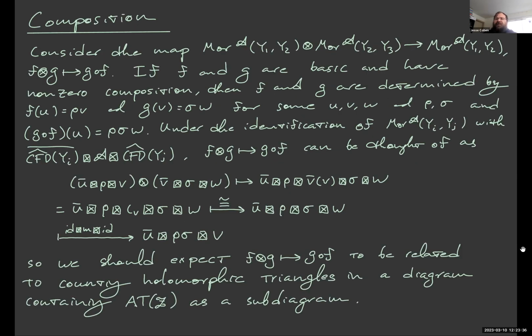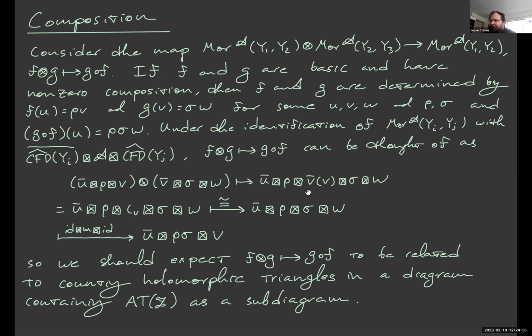So to understand why this is important, let's actually think about what the composition map does. So this map that sends F tensor G to G composed with F can be thought of in the following way. If F and G are basic and have non-zero composition, then we can write F of U equals rho V and G of V equals sigma W for some U, V, and W and algebra elements rho and sigma. And G composed with F of U is going to be rho sigma W. And under this identification that we wrote down, that I sketched for you, you can think of the composition map as a composite. So first we send U bar tensor rho tensor V, tensored with V bar tensor sigma tensor W, to U bar tensor rho tensor V bar of V tensor sigma tensor W. But V bar of V is actually just the idempotent corresponding to V.